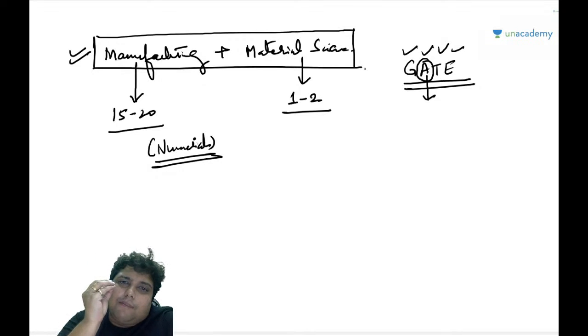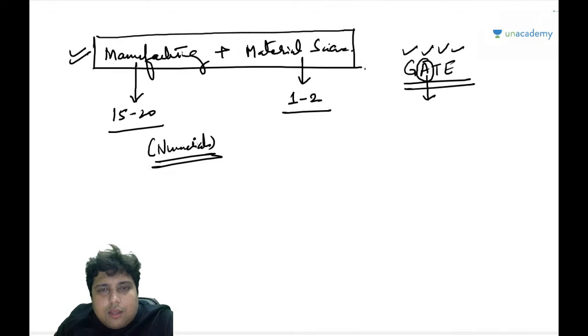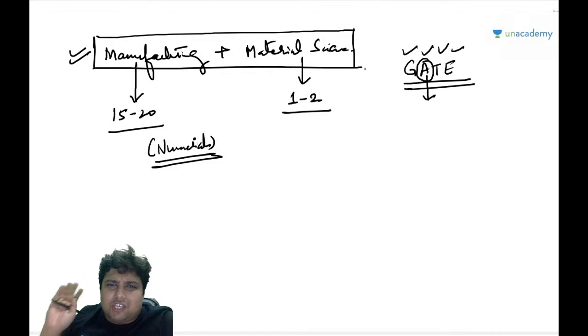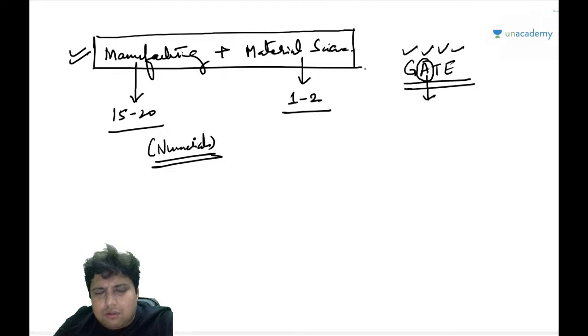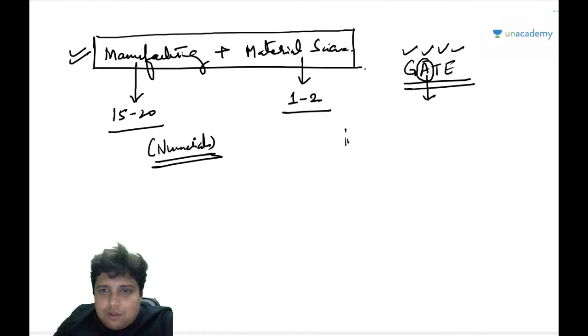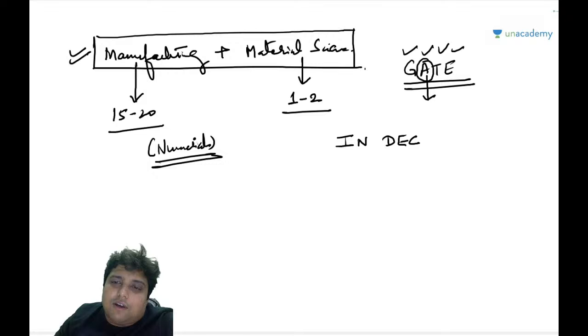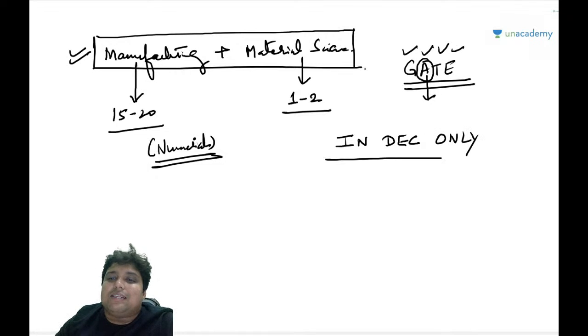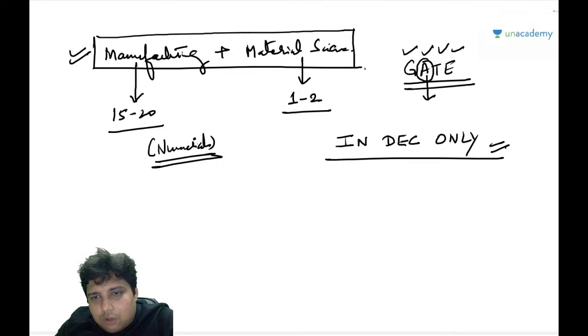So guys, what I will be doing in this series is completing the entire manufacturing plus material science in the month of December only. Let me just write this properly. I am planning to cover the entire manufacturing and material science in December only. And how will I be doing that? On special classes.